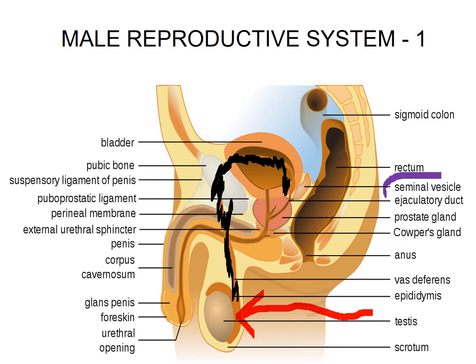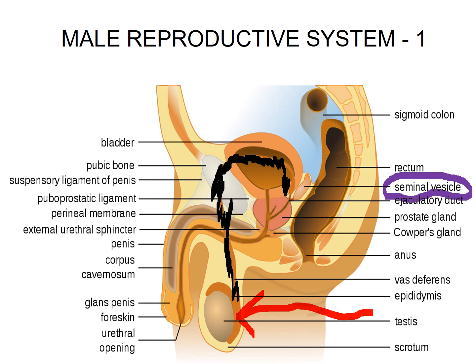And the seminal vesicle is going to be making the majority of the fluid. And once sperm joins with the fluid, it's now called semen. And what we'll learn in just a little bit is semen is mainly fluid. It's not that much sperm, actually. Even though we're making millions and millions of sperm per ejaculate, most of it's just fluid. But that fluid is important.